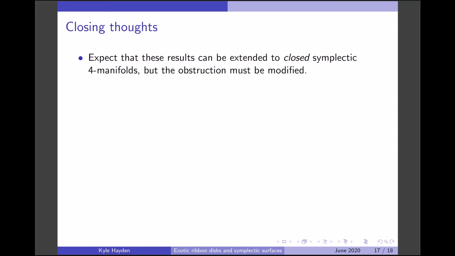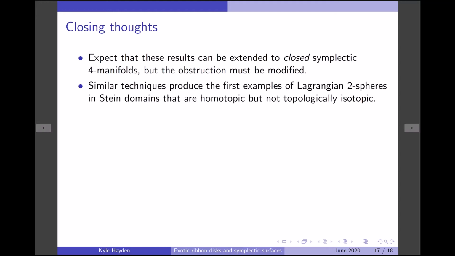The second point I want to make is that similar techniques to the ones described above can produce the first examples of Lagrangian two-spheres in Stein domains that are homotopic but aren't topologically isotopic. And so this fills another gap in the literature.